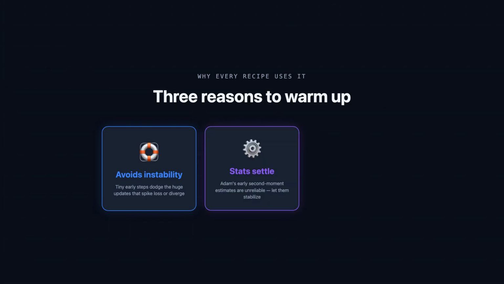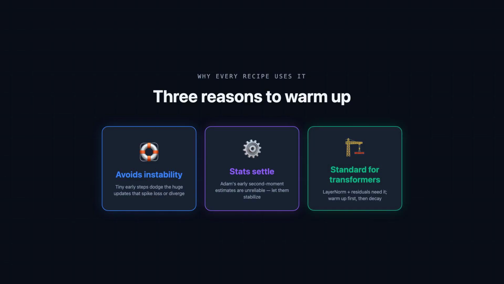It also gives adaptive optimizers time to settle. Methods like Adam estimate a running average of squared gradients that's wildly unreliable in the first handful of steps, since it's built from almost no data yet. Ramping up slowly lets those internal statistics stabilize before you start trusting them to scale your updates. That's exactly why it's standard for large transformers with layer norm and residuals. Every big recipe warms up first, then decays, which is the other half of the schedule that follows the ramp.